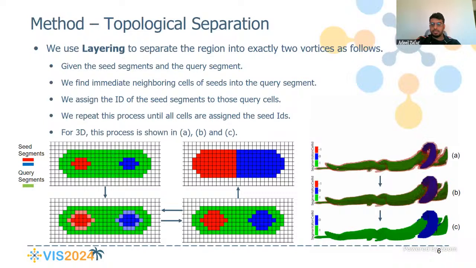In case of 3D vortices, the layering extends to all three dimensions, and the resultant separation of vortices is shown in figure C.